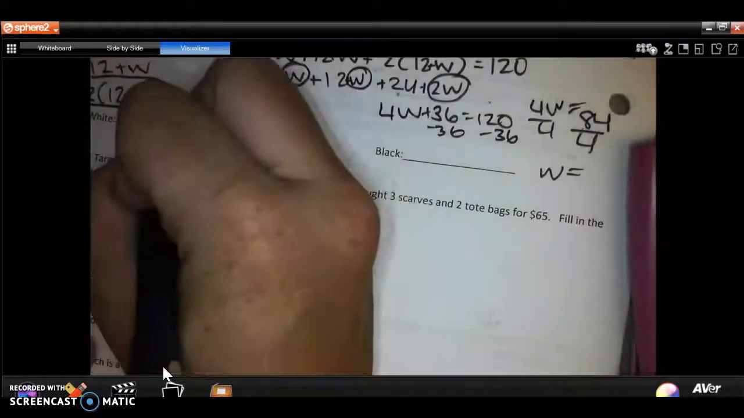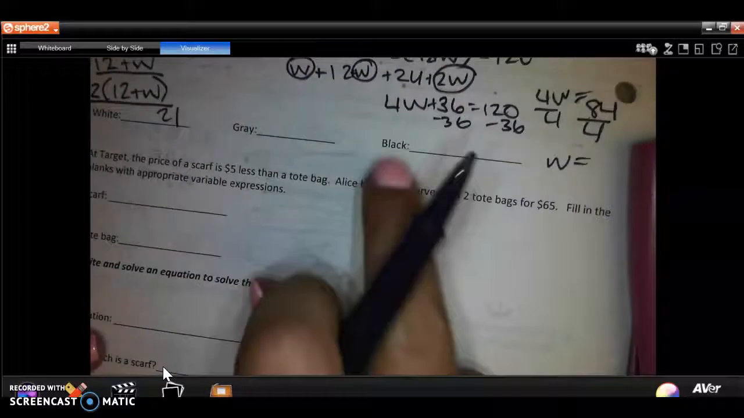There are 21 white socks. I will let you figure out the rest of gray and black. I'll create another video to go through the rest of these problems, and then we will go from there.